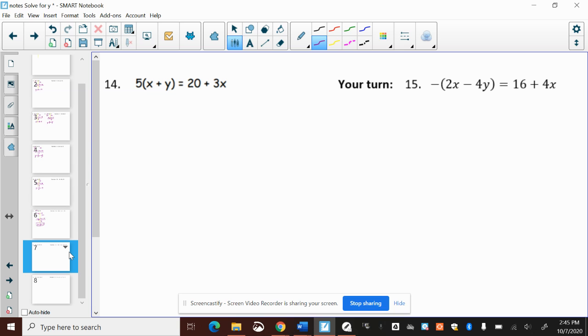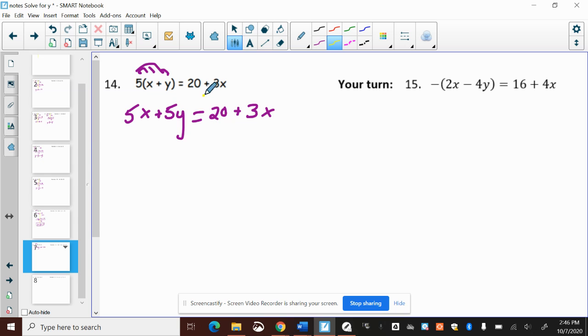Okay, this is kind of the same thing. Just got an extra x term hanging around. First thing you do is the distribution. 5 times x is 5x. 5 times y is 5y. Equals, and we did nothing to the right side, so just recopying it.